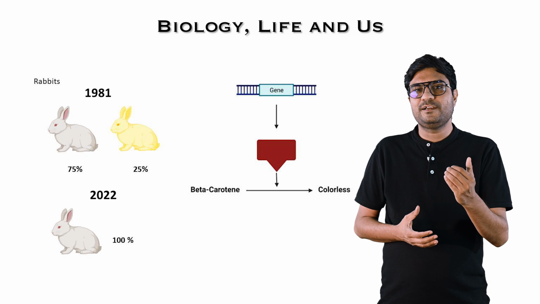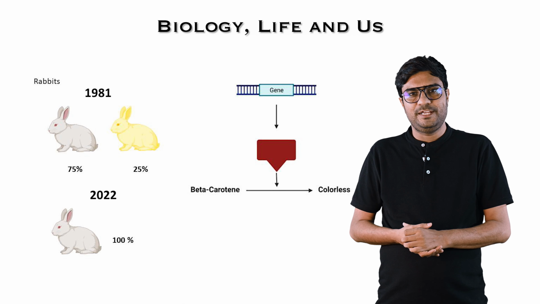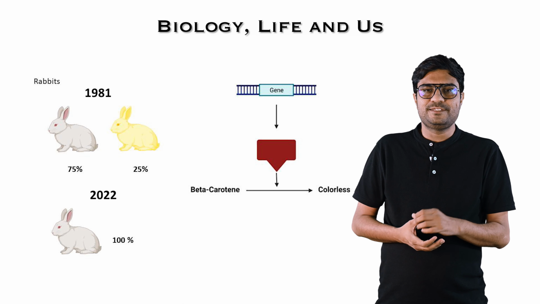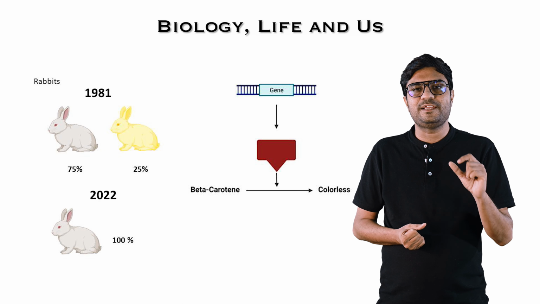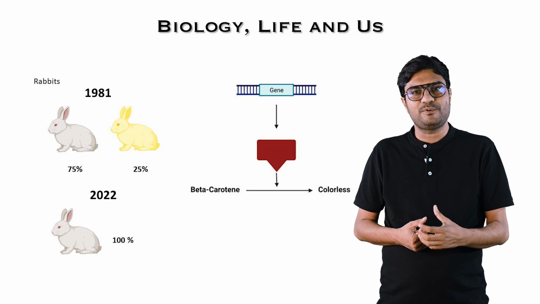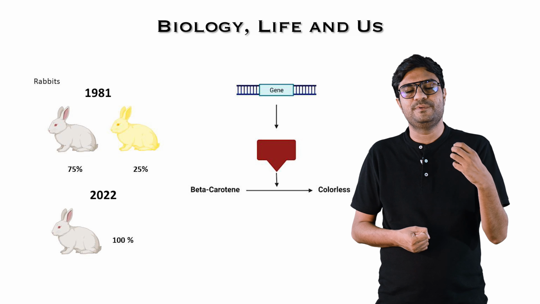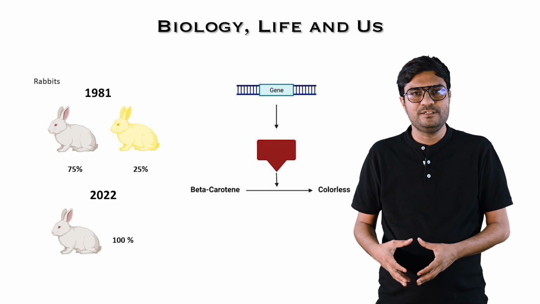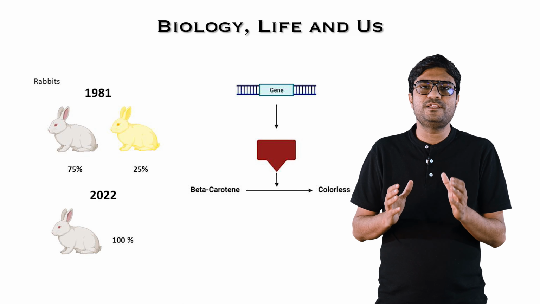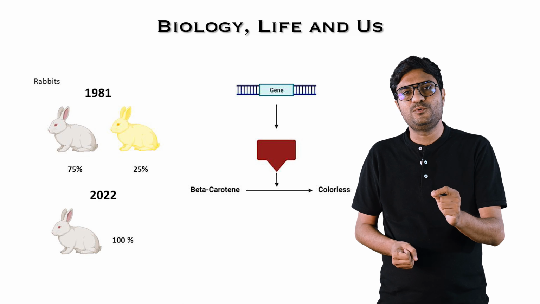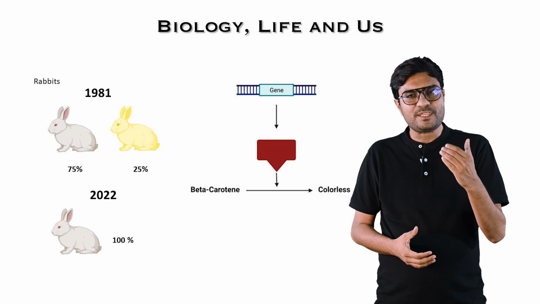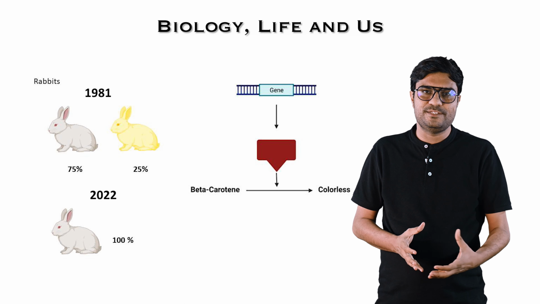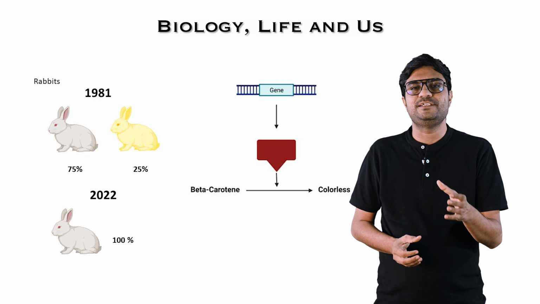Now, if we apply the same concept in the 2022 experiment, we will find that since the rabbits are not eating any beta carotene containing food, they are not eating carrot, they are eating biscuit. So, whether the gene or the enzyme is present or not, that doesn't matter. All the rabbits will be having white coat color, because even if the enzyme is active or not, the substrate of that particular enzyme, the beta carotene, is absent.